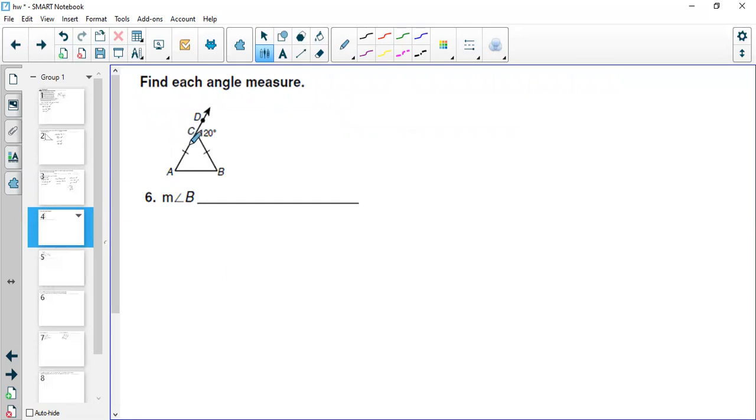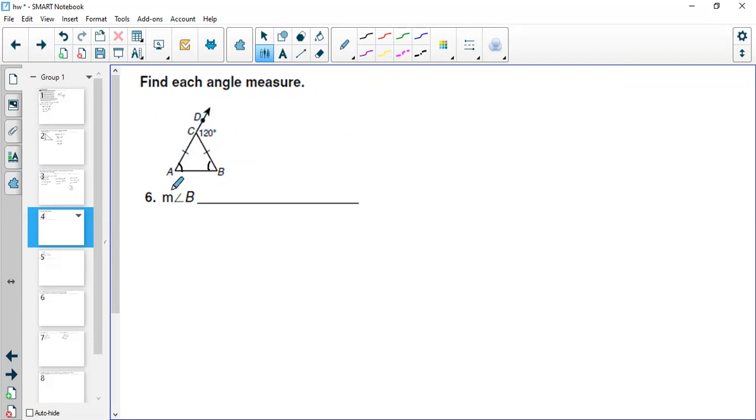Find each angle measure. So they want you to find angle B. Now you know what these signs mean. This means that this side is equal to this side. So what happens when both these sides are equal? These two angles become equal as well. When the two sides are equal, the two angles are equal as well. That's what they have denoted by these signs.